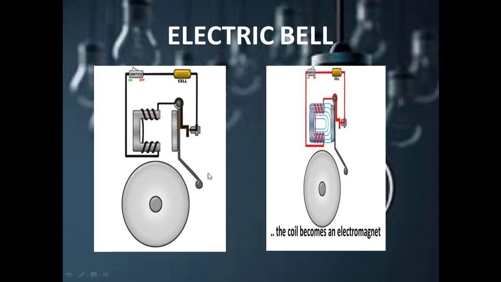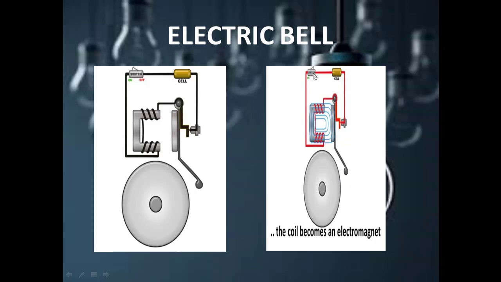Now what happens? When you keep the switch in on position or when you press the switch, the circuit becomes complete. I have marked this with red color. Whenever the switch is in on position, the circuit becomes complete and this screw goes and touches the magnetic metal strip. The metal strip which is attached to the hammer in turn goes and hits the gong.